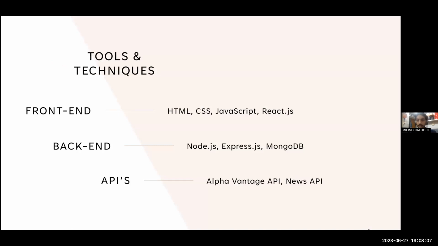For the frontend, we use HTML, CSS, JavaScript, and React.js. For the backend, we use Node.js, Express.js, and libraries, and for storing the data, we use the MongoDB database. And for APIs, we use a renowned and trustworthy API service like Alpha Vantage API. Now let's discuss all of them a little deeper.